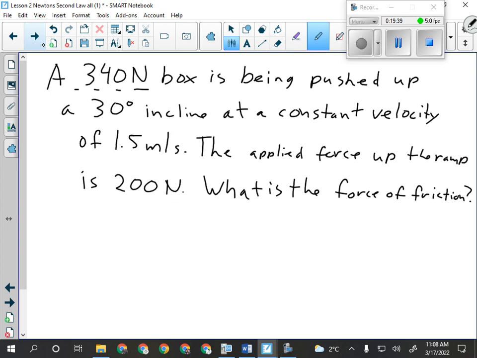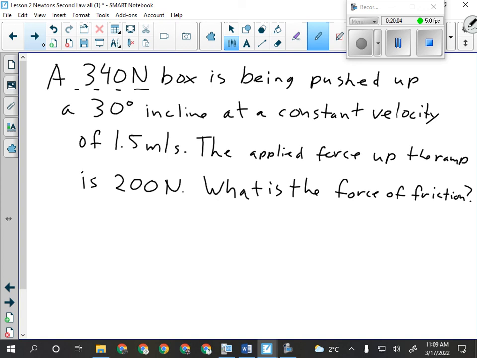All right, this one's got two things in it that we haven't encountered yet. It's still an inclined plane, but it's a 340 Newton box. What do I normally give you? I usually give you kilograms because that's giving me the mass. I just told you it's 340 newtons. What did they just tell you?